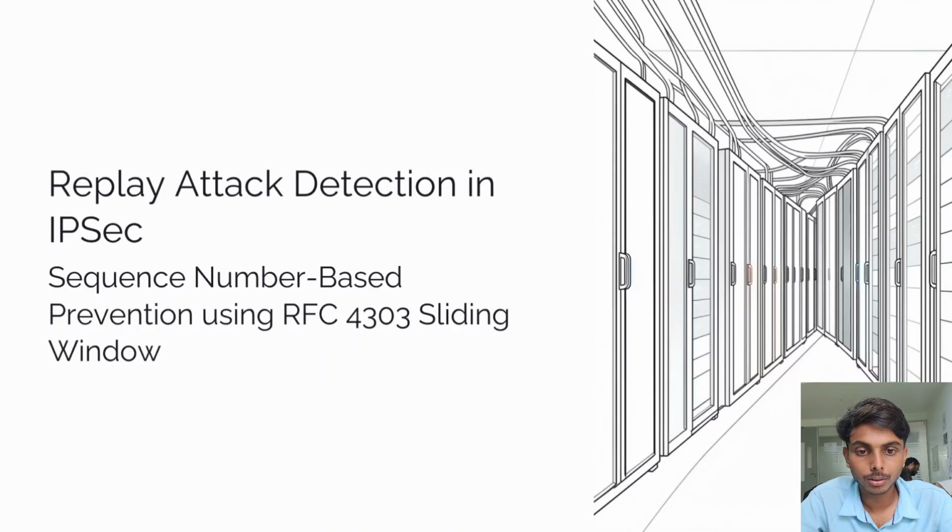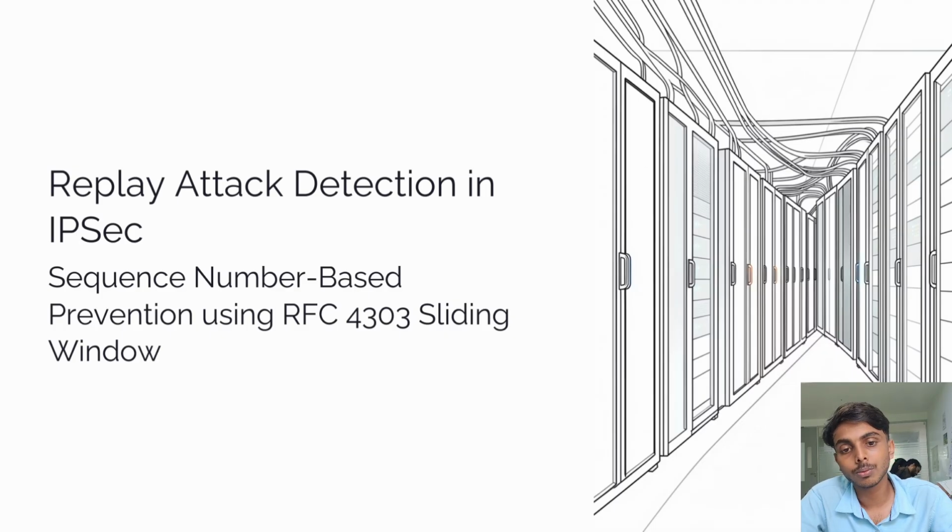Hello everyone. Today we will see replay attack detection in IP security using sequence number based prevention with RFC 4303. In this we will see what a replay attack is, how attackers misuse captured packets, why normal authentication alone is not enough, and how IP security prevents replay attacks using sequence numbers and sliding window mechanism.